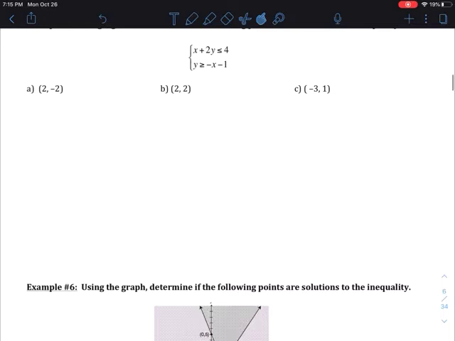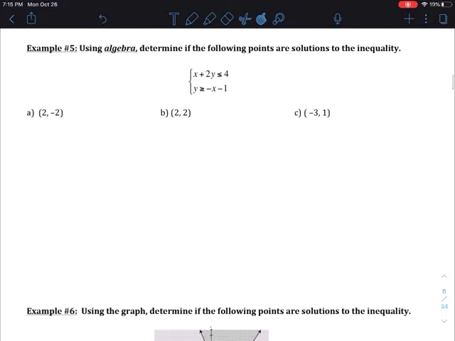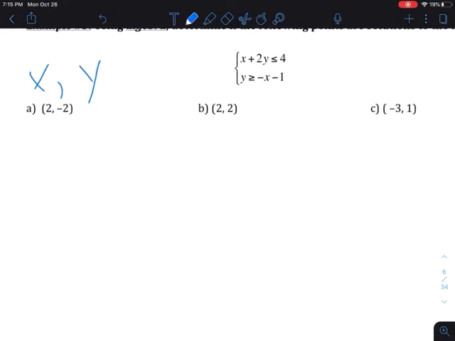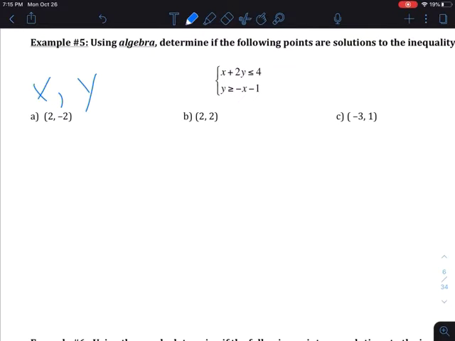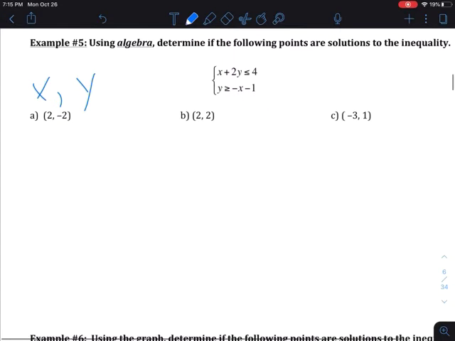Okay, next up says using algebra. That means using math, not graphing. That means numbers, operations. Using algebra, determine if the following points are solutions to the inequality. So what we have to do is test these out. Remember, points are ordered pairs x, y. So in order to be a solution to this system, it's got to work when we plug it in to both of them. So we're essentially doing 2 separate problems. So let's start with the first one.